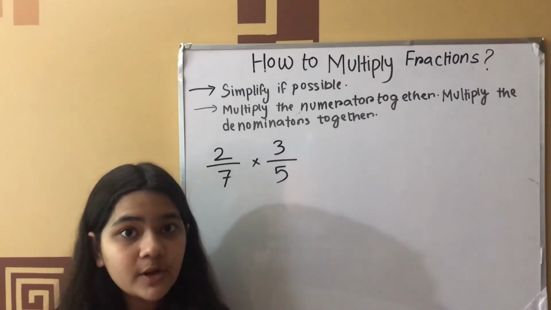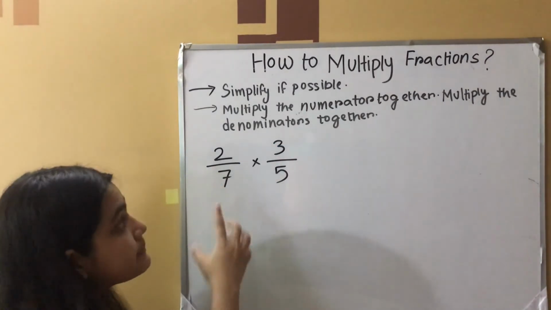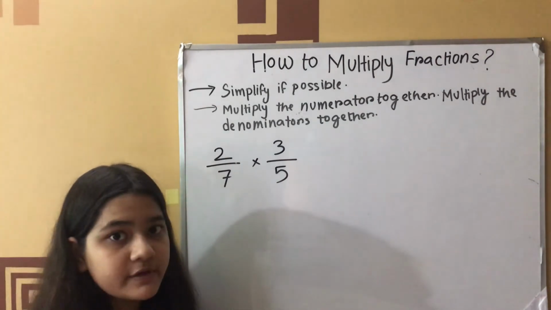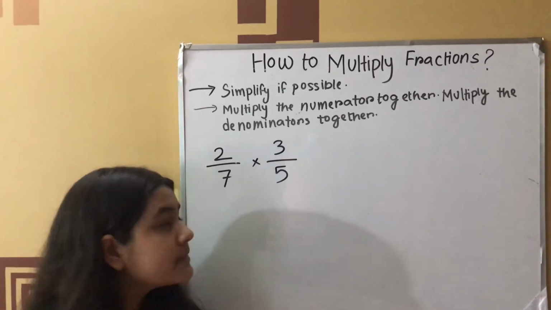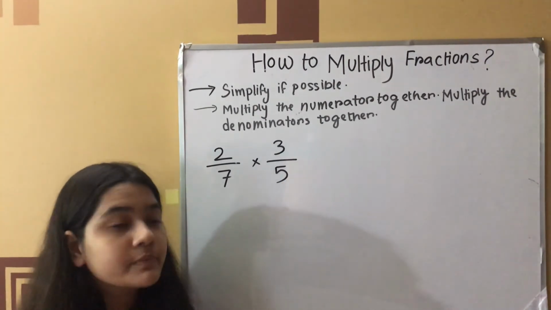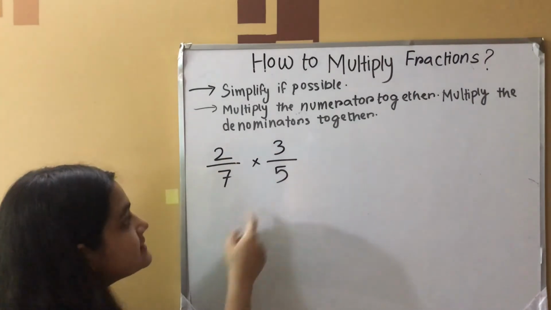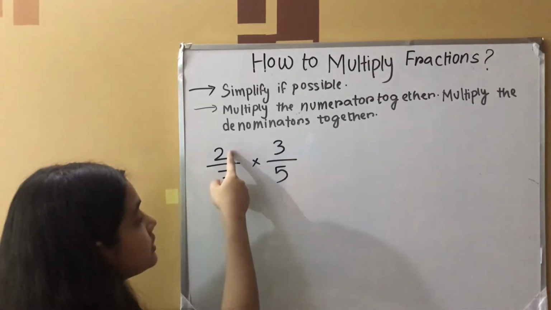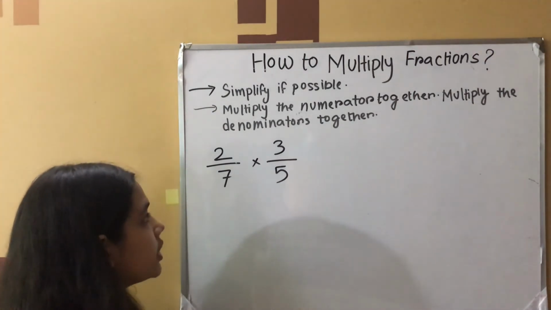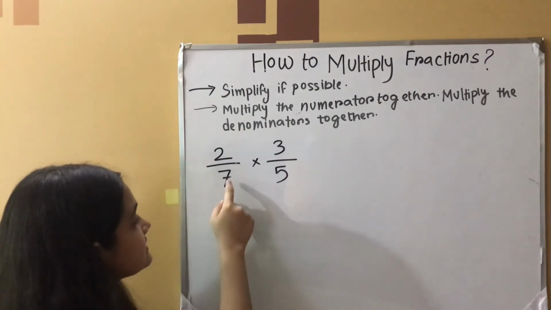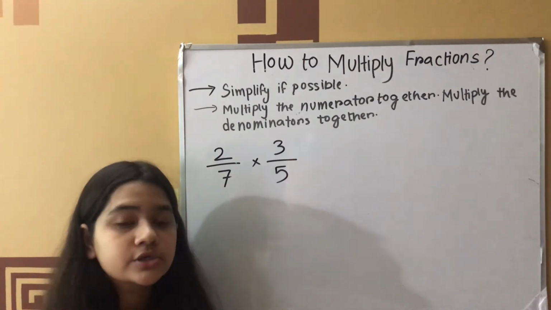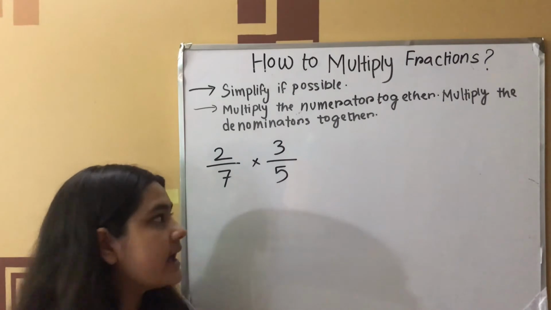Now let's learn how to multiply. First of all, we have to simplify if possible. These two numbers cannot be simplified, 2 and 7. Same with 3 and 5, they are also in their simplest form. So now let's look at the diagonal numbers. 2 and 5, they don't have a common factor, so cannot be simplified. And 7 and 3, they also don't have any common factor, so they also cannot be simplified.